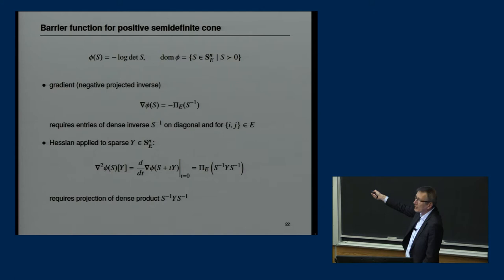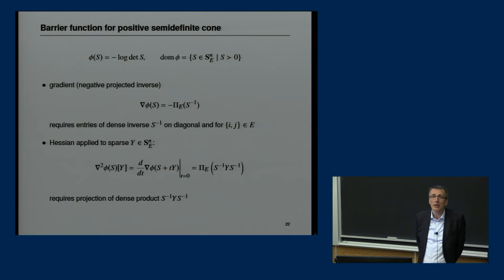And then the Hessian is even more complicated, but you can express the Hessian as the directional derivative of the gradient in a direction. And then to evaluate this directional derivative in a direction y, you have to evaluate this expression. So you take the dense inverse S at which you evaluate the barrier function, pre- and post-multiply with the direction. So you get this dense matrix, and then you have to project on the sparsity pattern. So those are the general operations we need in these barrier calculations.